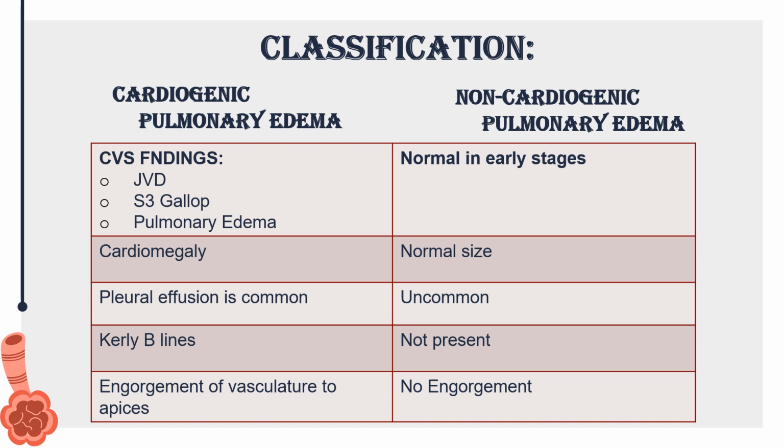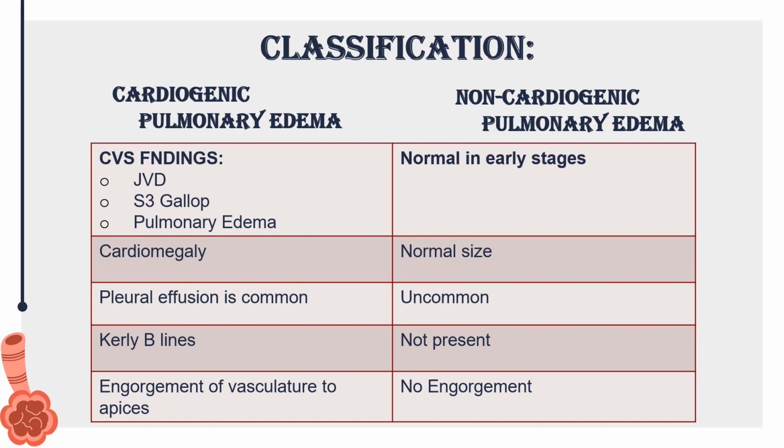Second one is we have S3 gallop, which is an early diastolic heart sound that occurs just after S2 during the rapid filling phase of the ventricle, commonly heard due to left ventricle dysfunction. Pulmonary edema is due to fluid accumulation in the lungs. These are all normal in early stages of non-cardiogenic pulmonary edema.